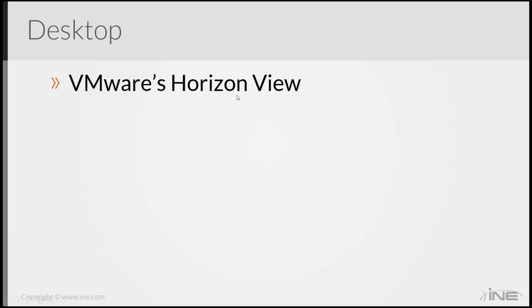Horizon View is a solution that VMware provides to where you can virtualize desktops. So instead of giving everybody a dedicated laptop or a dedicated desktop, you can give them a virtual environment, a VDI, and then a WYSE, W-Y-S-E, or an IBM thin client that they can use to connect into the virtual environment.